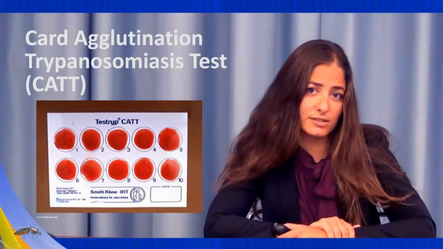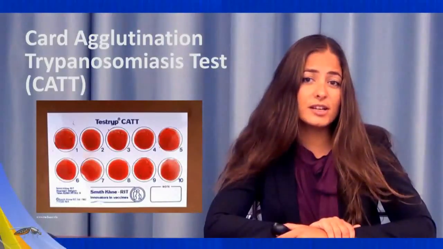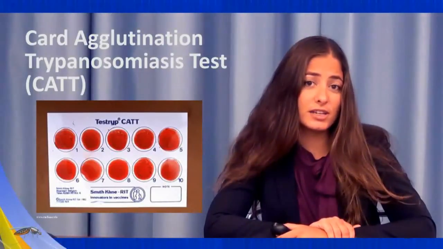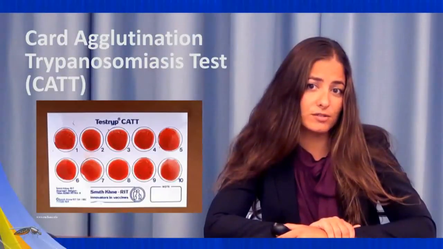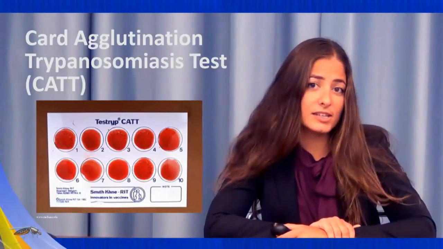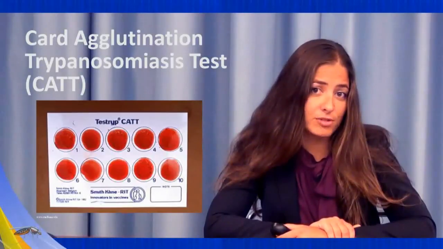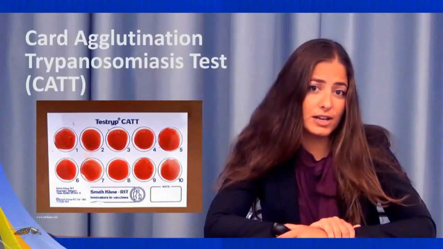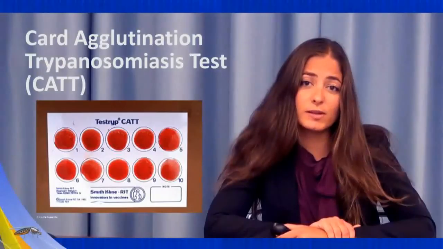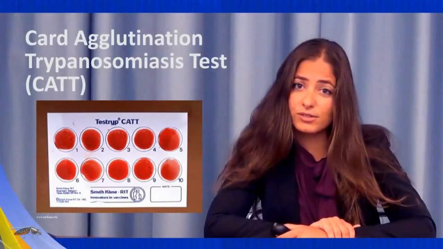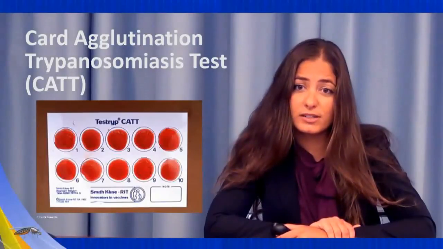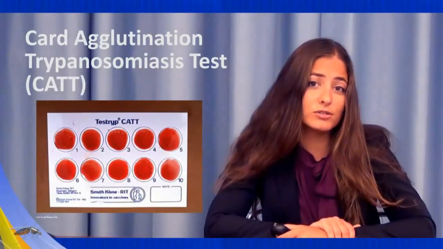The card agglutination test for human trypanosomiasis, or CATT, is a field laboratory test for serodiagnosis of African sleeping sickness. However, this test is only available for T. brucei gambiense. It is useful for screening for West African trypanosomiasis because of its high sensitivity of 94 to 98%, but cannot be utilized for diagnosis given its variable specificity. Therefore, further testing for definitive diagnosis is required for those with positive CATT or the card agglutination test.